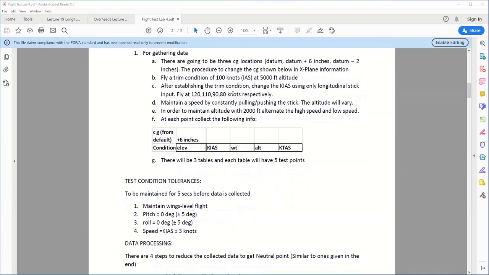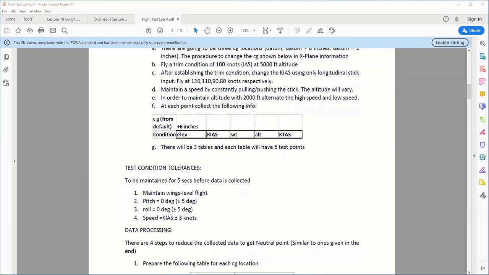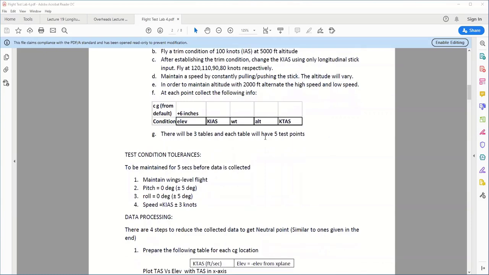All we have to do is maintain altitude within, I think it's supposed to be 200 feet, not 2,000. I'll look into that. So all you do is just alternate the high speed and the low speed point. At each point, collect the following data. You will note down the CG condition, and then you're noting down the elevator deflection, the indicated airspeed, weight, altitude, and the true airspeed is something which you can calculate. I don't know whether X-Plane gives it. I think it does.